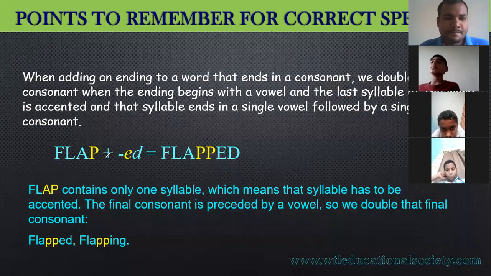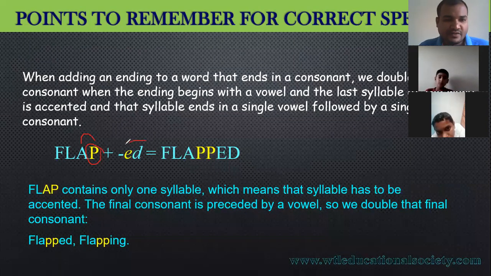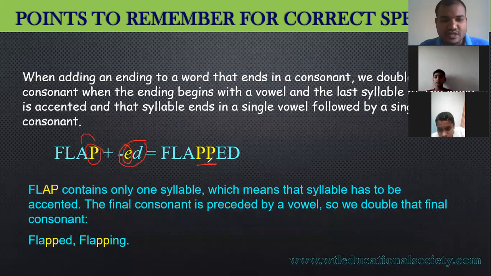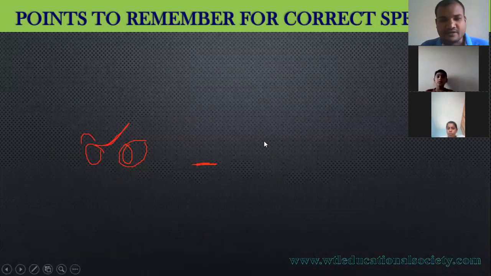So here, the word ending is a consonant, right? It is preceded by a vowel, correct? And the word ending starts with a vowel. In that case, we are supposed to double the consonant. We need to double this consonant, correct? Now, come back to the next example.